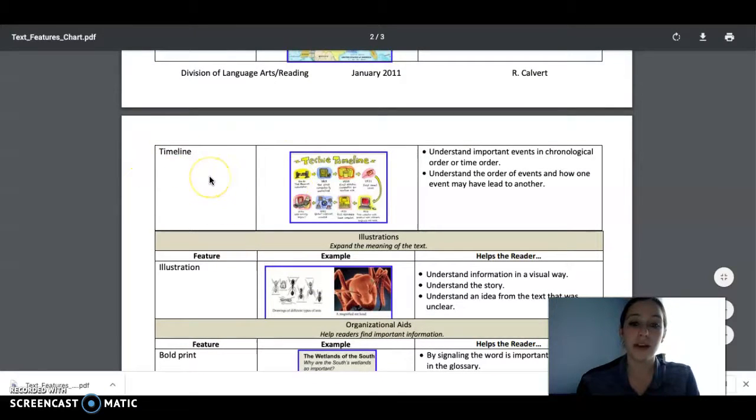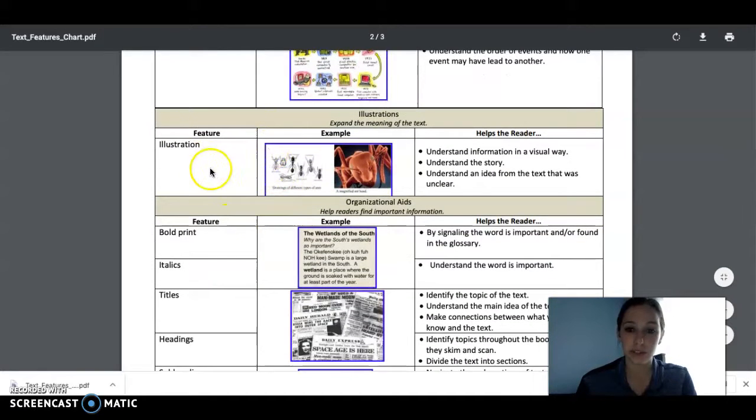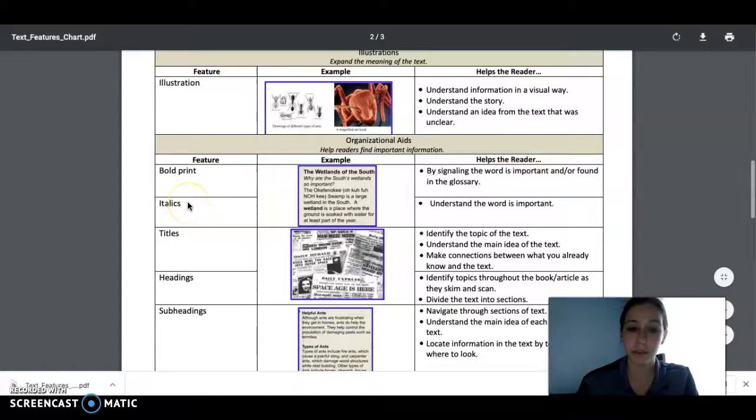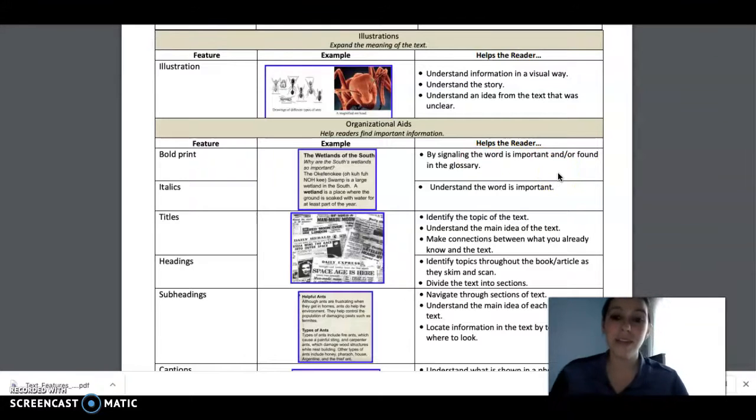Writers might include a timeline so that you can understand the important events in chronological, or sequential, order of things that are happening. They might include an illustration, or something with labels on it. Bold print, right? Why do writers include bold print? They're probably telling you that this word is important to the content or that it's in the glossary, and you can find the definition back there.